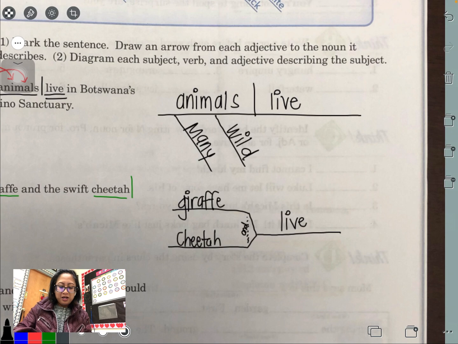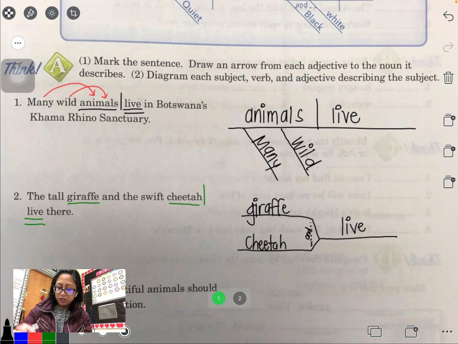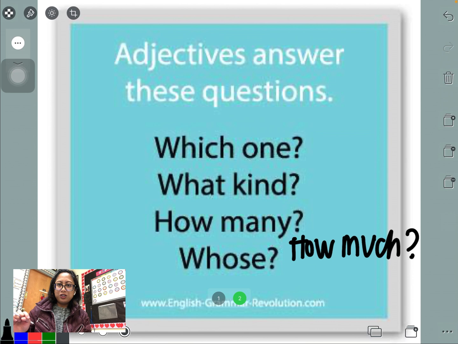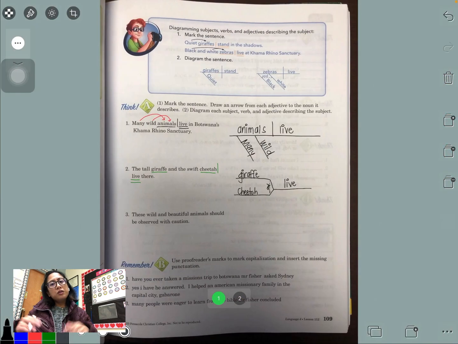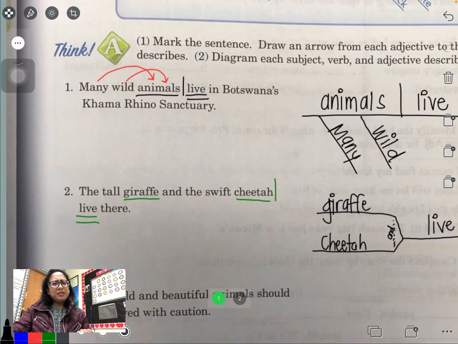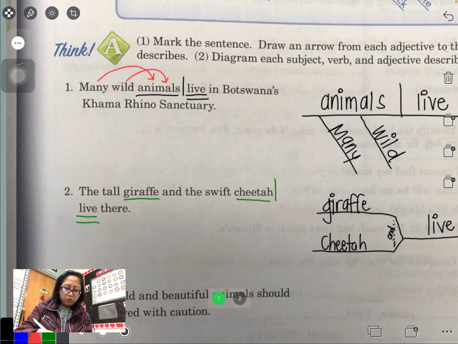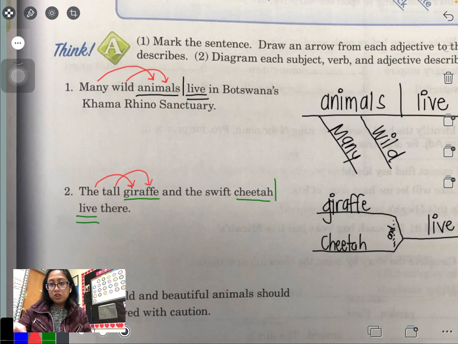Next, I have to ask myself the adjective questions. Which one? What kind? How many? How much? Whose? Well, looking back, it doesn't really tell me how many or how much or whose, but it does definitely tell me which one. So which giraffe? The giraffe. And remember, the is an article, all right? We consider that an article. It's a given adjective. What kind of giraffe? Tall giraffe. Now we'll go to the cheetah.